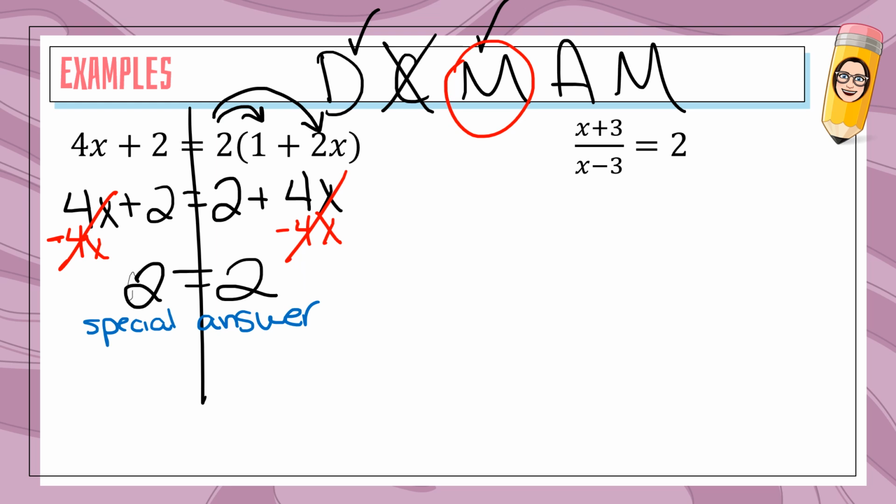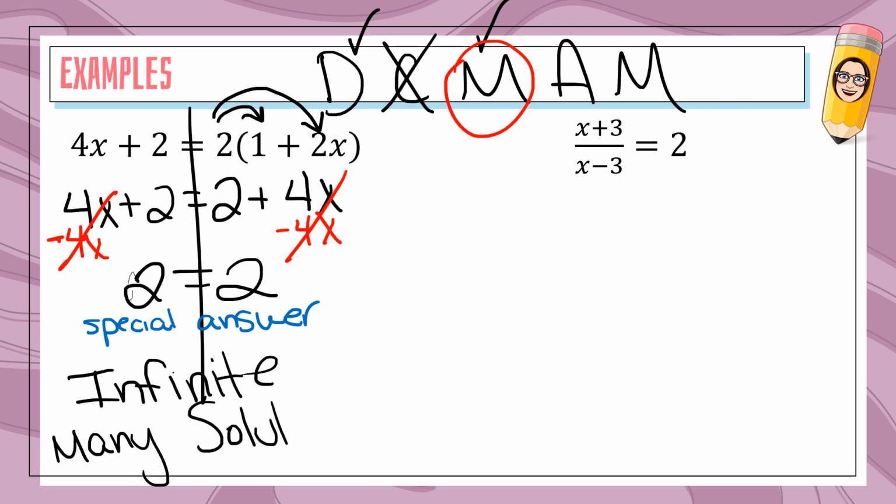That's a good equation. And so what that means, yes, I need all three of these words: infinite many solutions. You've heard this before. What that means is I could plug 3 in for x. It works. I could plug in negative 500. It works. I could plug in 47.3 and it works. No matter what number, it's going to work.